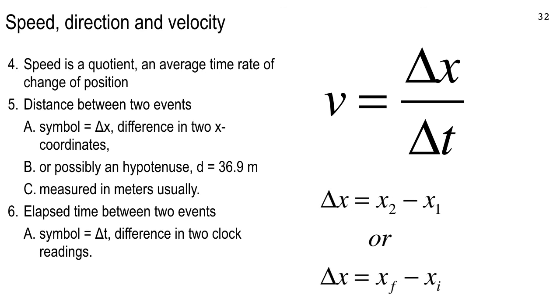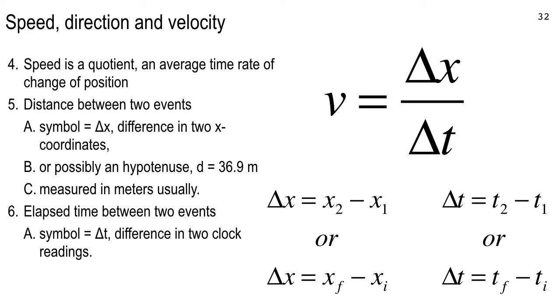39 seconds, okay. All right, so delta t is, and you guys, it's always later minus earlier. Make a note of that. A delta anything is usually later minus earlier.